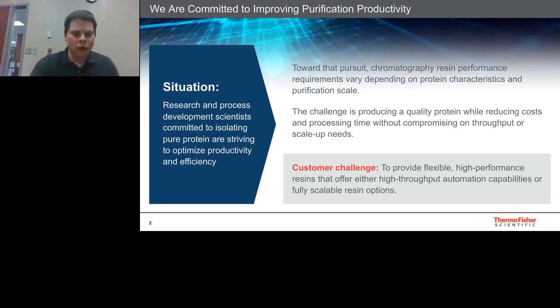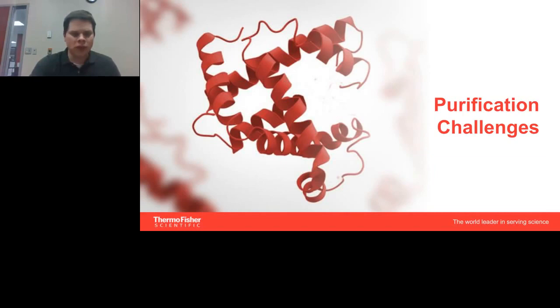Chromatography resin performance requirements can vary depending on protein characteristics and scale. Producing a quality protein while reducing costs and time without compromise in performance can be a challenge. Thermo Fisher Scientific is committed to providing flexible, high-performance beads and resins for high-throughput purification and scalable purification capabilities. Here are some of the unique purification challenges researchers might encounter on a daily basis that can hamper productivity.